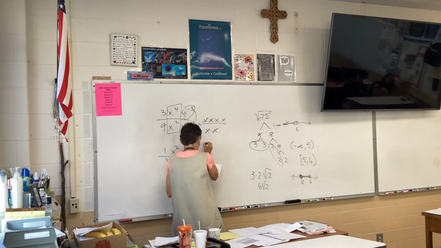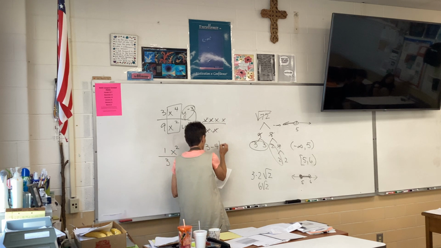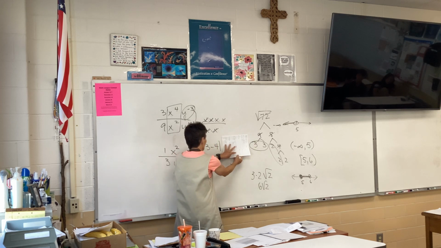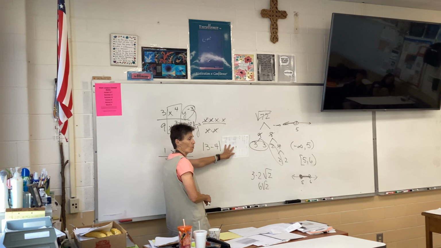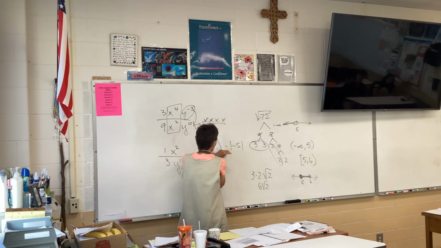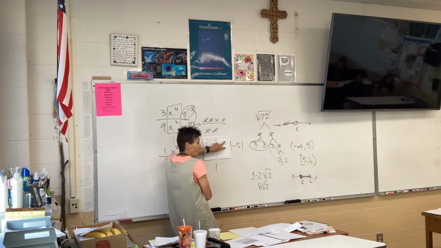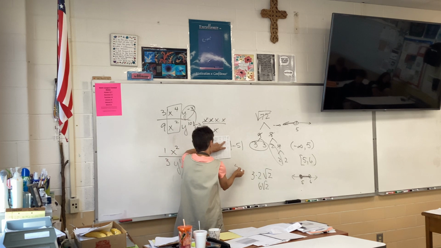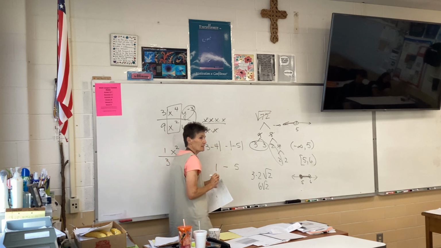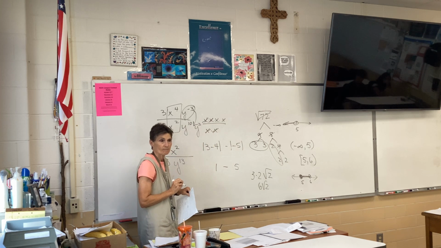Absolute value, do each one individually and do the inside part first. So, what's 3 minus 4? -1. Absolute value of -1 is 1. So that part of the problem is a 1. Right, what's this part of the problem? 5. What am I doing with my 2 parts? Subtracting them. So the answer is -4.